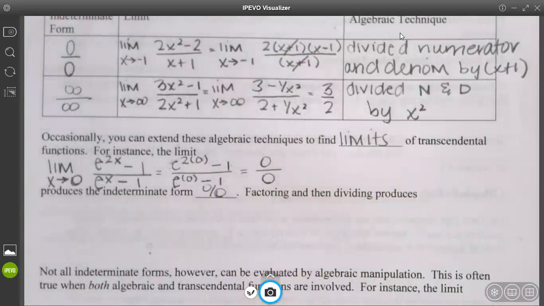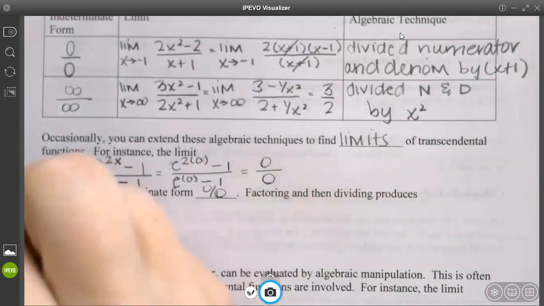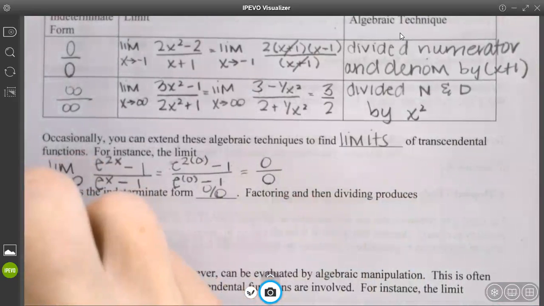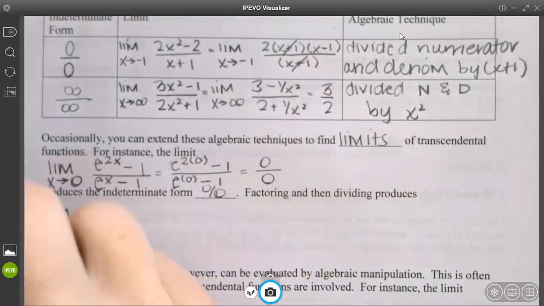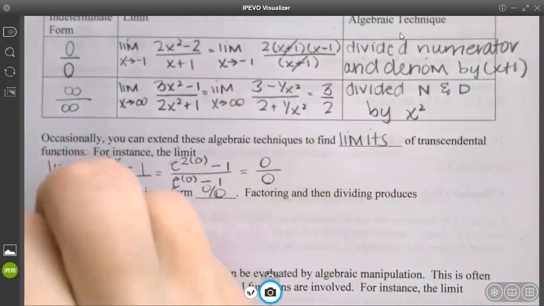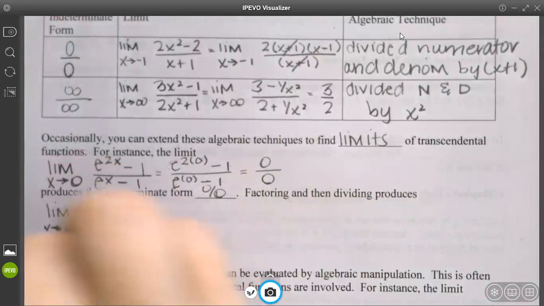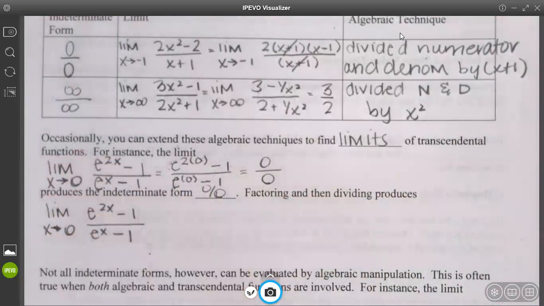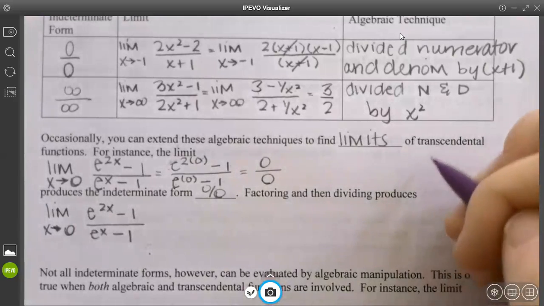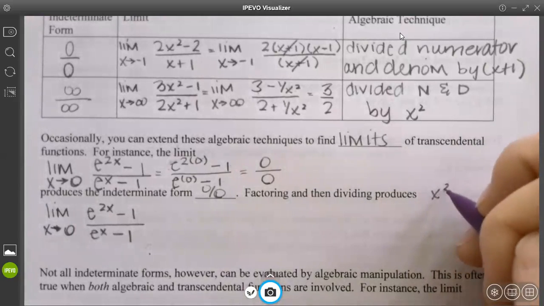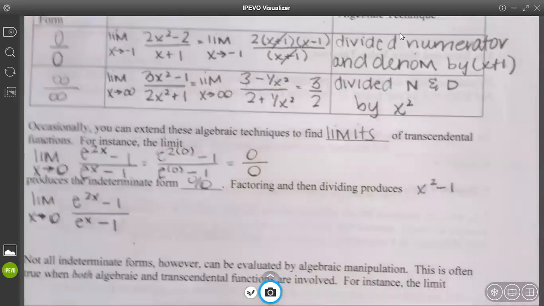It says factoring and then dividing produces. So I'm going to start back with the same thing that I just wrote. The limit as x approaches 0 of e to the 2x minus 1 over e to the x minus 1. When we look at that top, some of you don't realize that you can factor it, but you can treat it just like, and I'm going to write it over here, just like x squared minus 1. How would you do that?